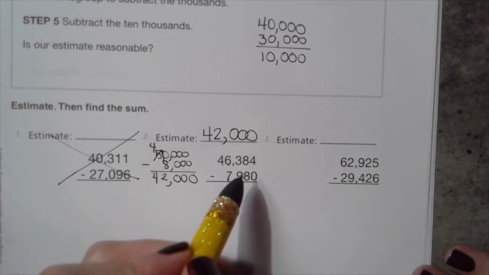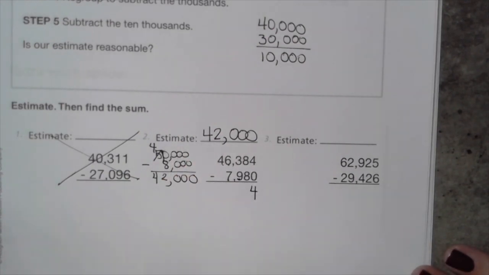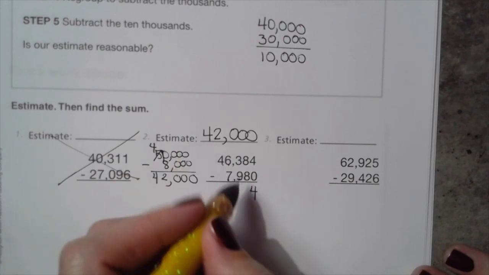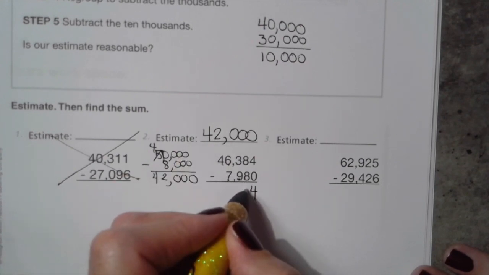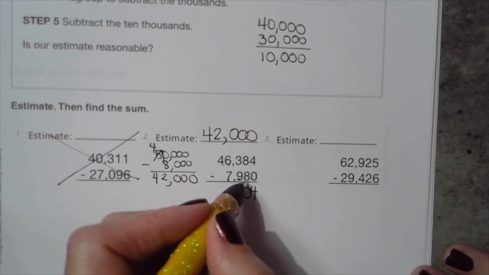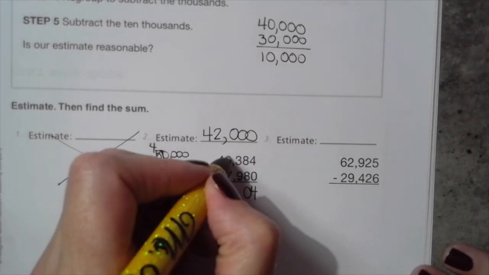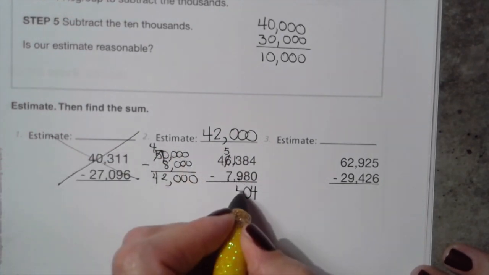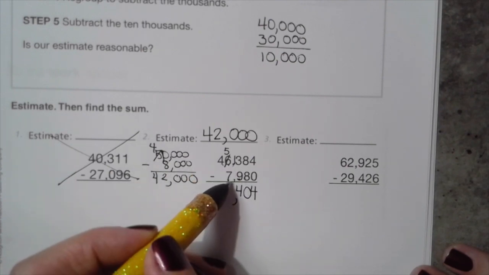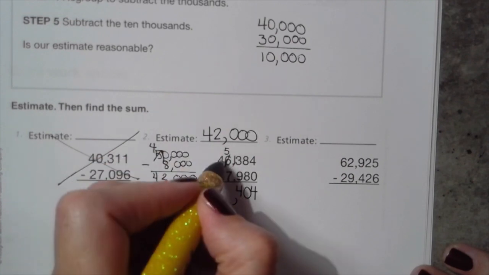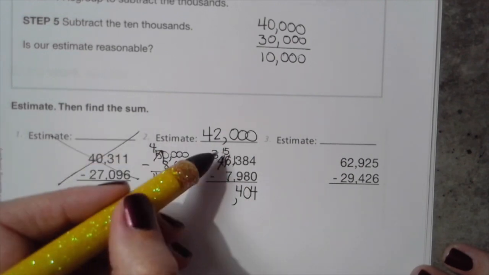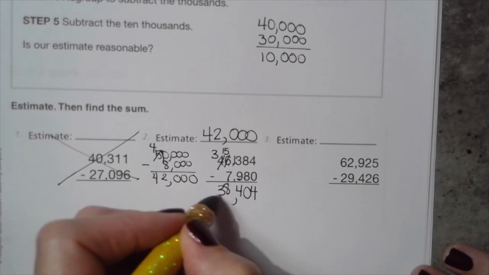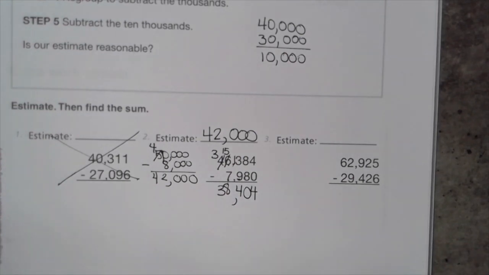All right, now let's actually subtract. 4 subtract 0 is 4. 8 subtract 8, what is that? Yeah, 0. 3 subtract 9, nope, can't do it. More on the floor, go next door and get 10 more. 13 minus 9, oh, that's 4. 5 minus 7, can I do that? Nope. More on the floor. Go next door and get 10 more. 15 minus 7 is 8. So 38,404 is the actual answer. I mean, they're pretty close.